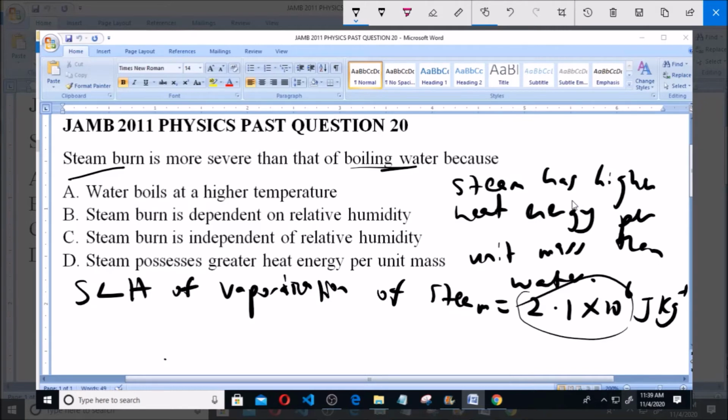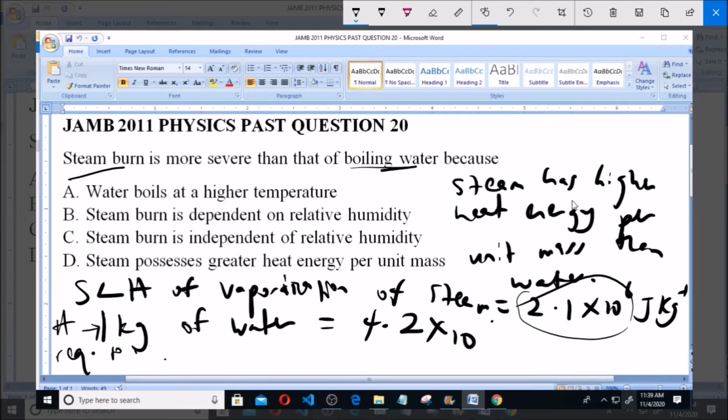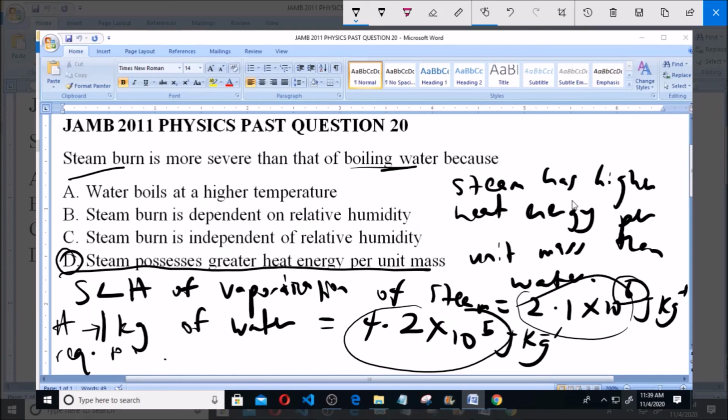However, for water, the amount of heat required to heat 1 kg or a unit mass of water, the heat required to raise the temperature of 1 kg of water is given as 4.2 times 10 raised to power 5 joules per kg. So you can see that this is actually higher, times 10 raised to power 6 than this. So this is the explanation behind that. So D, steam possesses greater heat energy per unit mass.